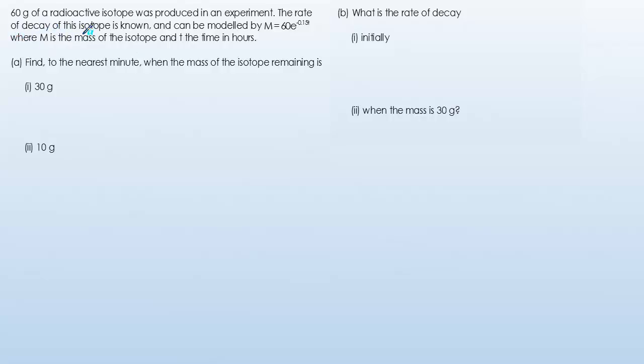60 grams of a radioactive isotope was produced in an experiment. The rate of decay of this isotope is known and can be modelled by m = 60e^(-0.15t), where m is the mass of the isotope and t the time in hours. Find to the nearest minute when the mass of the isotope remaining is 30 grams and then 10 grams.